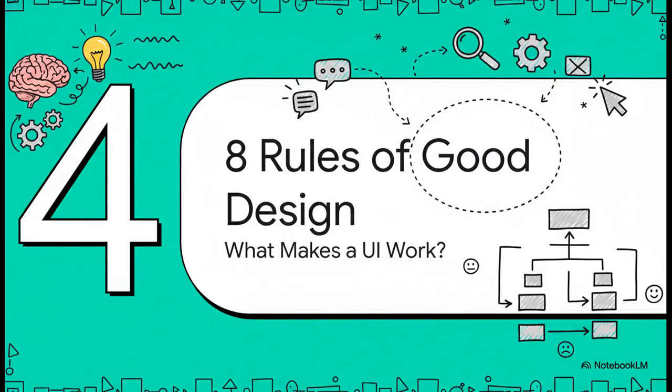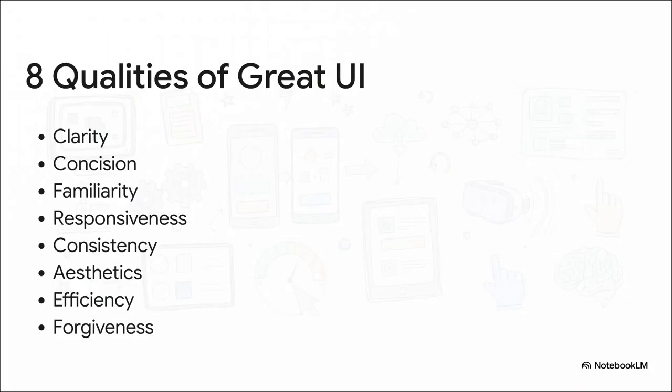Okay, so that's the story of how the modern interface came to be. But why do some of them feel amazing to use, while others are just a complete mess? Well, it turns out there are some actual rules to good design. Pretty much all great interfaces share these 8 qualities. You've got clarity and concision. You should know what's going on at a glance without a bunch of junk in the way.